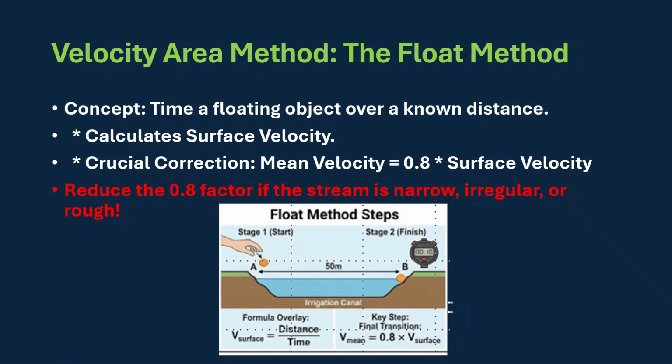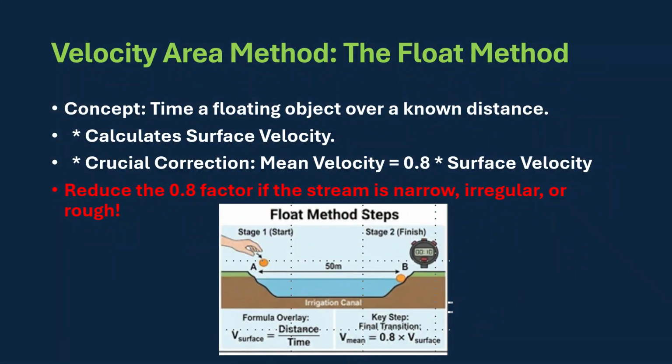Imagine you are in the field. You mark out a straight 50-meter section of a canal. You drop a piece of wood or an orange into the water and time how long it takes to travel that distance. Distance divided by time will give you your velocity.